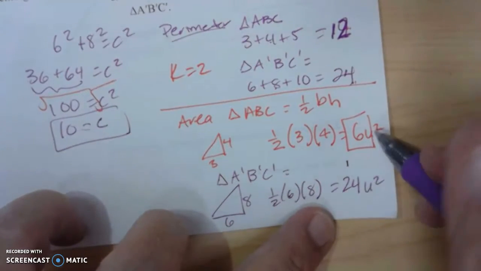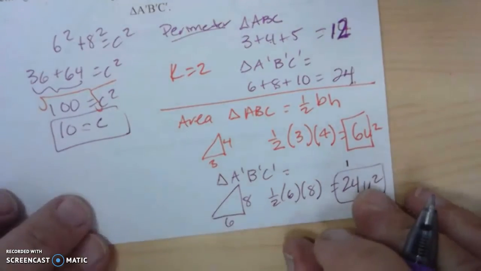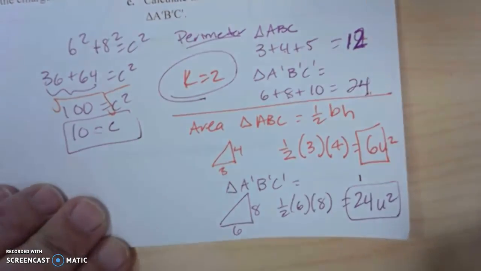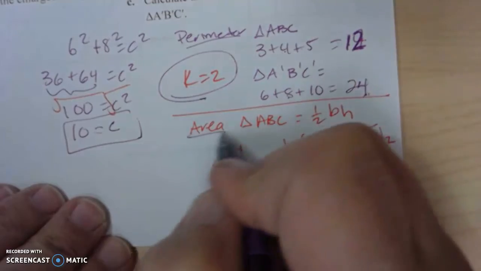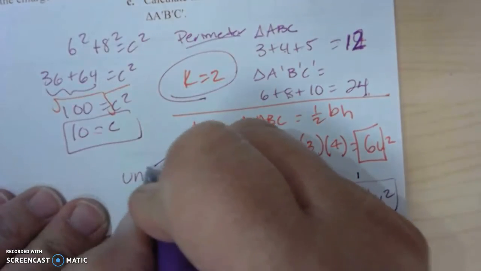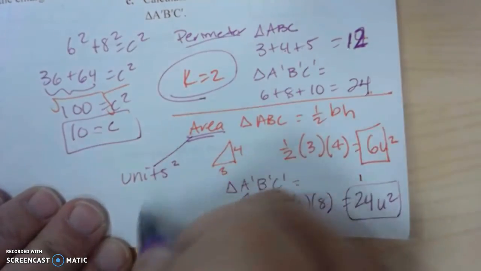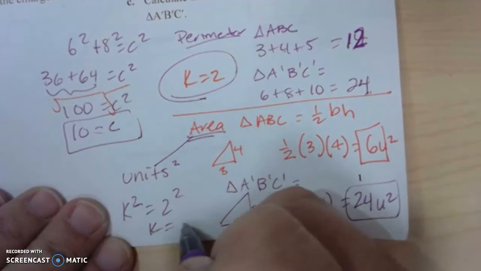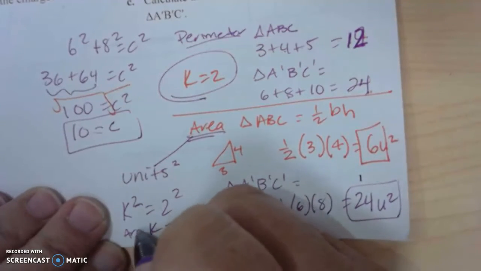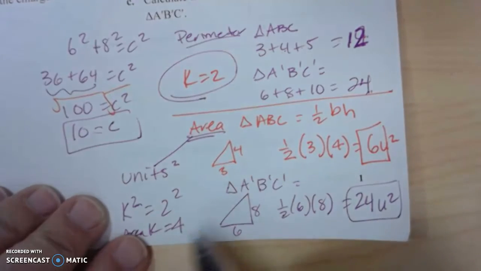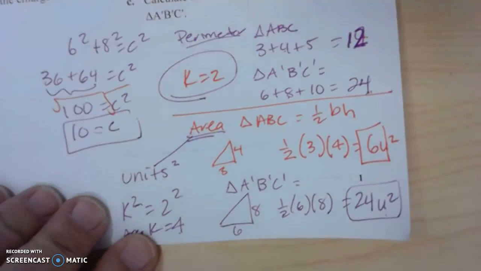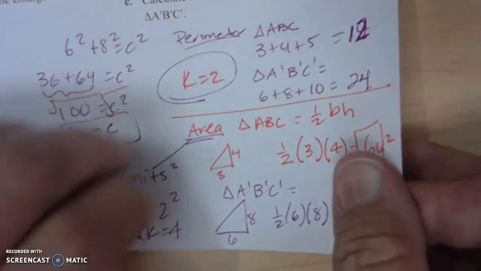How did we get from 6 to 24? Because our scale factor, here's what's happening. In perimeter, our scale factor is 2. In area, remember area is units squared. So if I take my scale factor and I square it, I'm going to get K equals 4 for the area scale factor. It's squared. And so if the scale factor for the area is 4, what's 6 times 4? 24. All right, let's look at the problems on the next page.